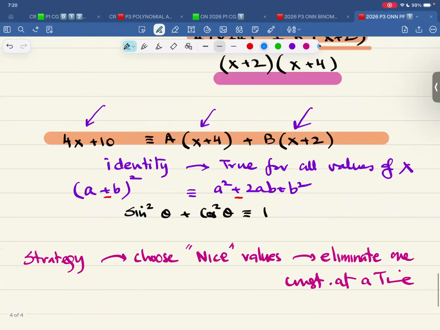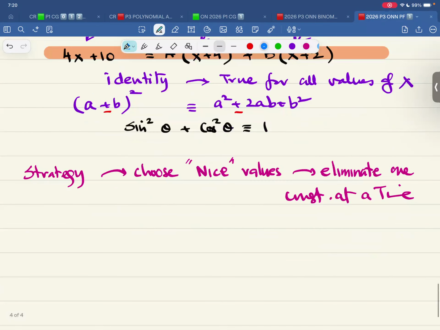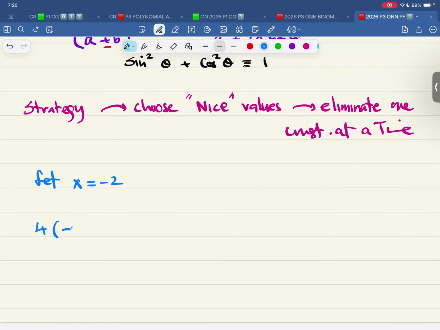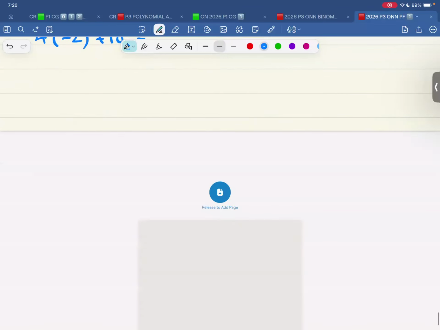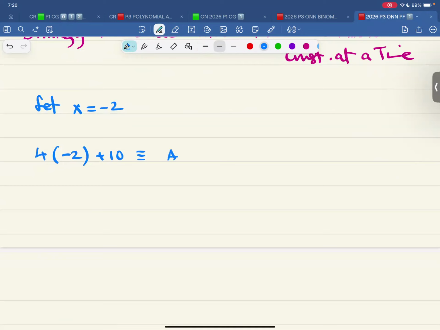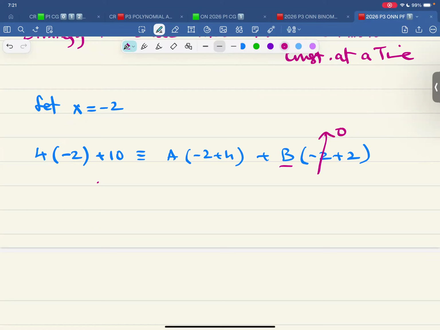So if I want to solve for a, let me choose x is equal to negative 2. 4x plus 10, 4 into negative 2 plus 10, is identical to a times negative 2 plus 4 and b times negative 2 plus 2. This thing is gone, this is 0. B disappears. So negative 8 plus 10 is 2. This is 2a. Therefore, a comes out to be 1. That is the answer.